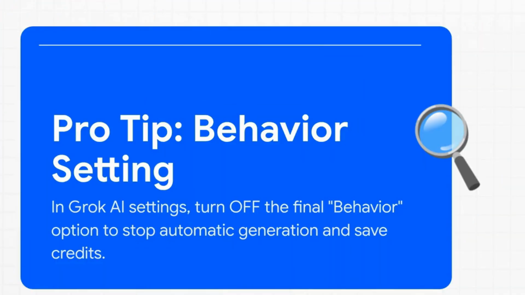Oh, and here's a quick pro tip that's going to save you a ton of headaches and your daily credits. In the Grok AI settings, find the behavior option and just turn that last toggle off. This stops the tool from trying to automatically generate a video the second you upload an image, which is super helpful for this workflow. Trust me, you'll thank me later.